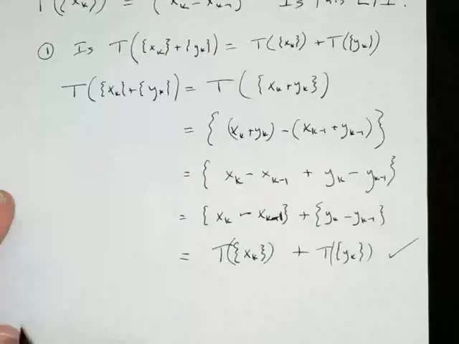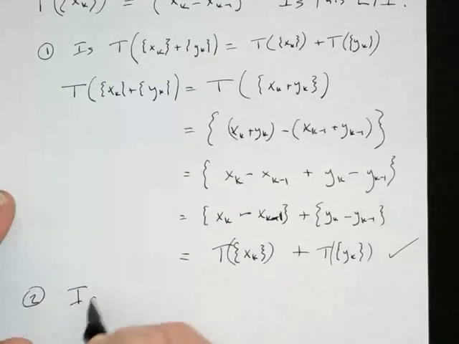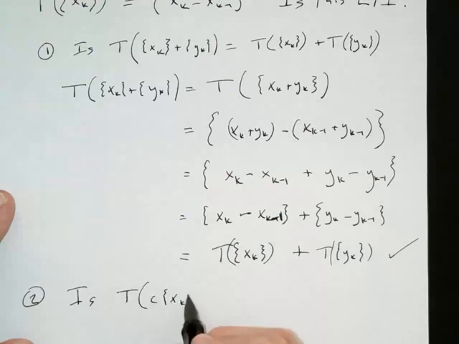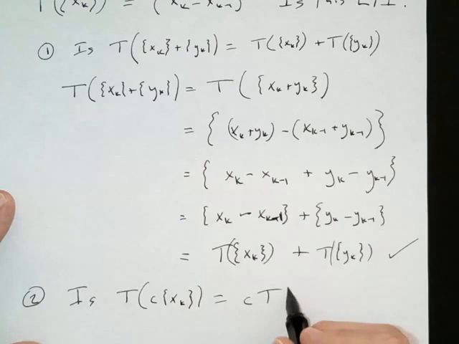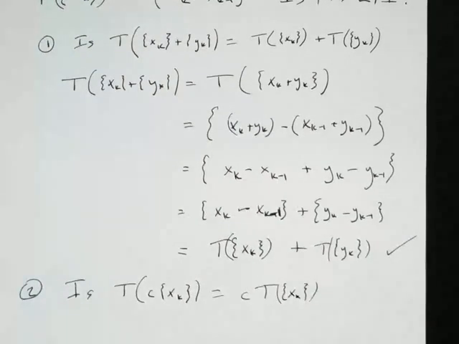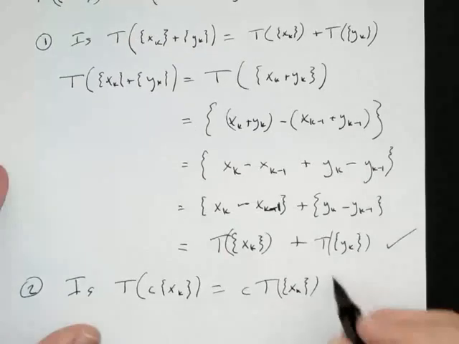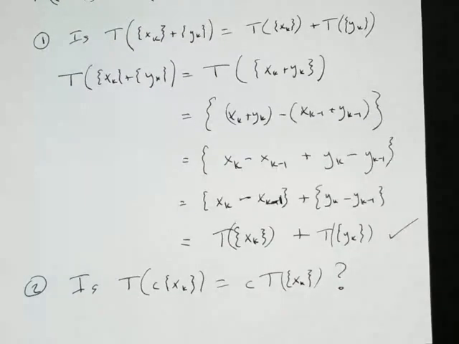How about property 2? Property 2 asks, is T of c times my signal equal to c times T of my signal? So start on the left and manipulate, and let's see if we can get to the thing on the right.